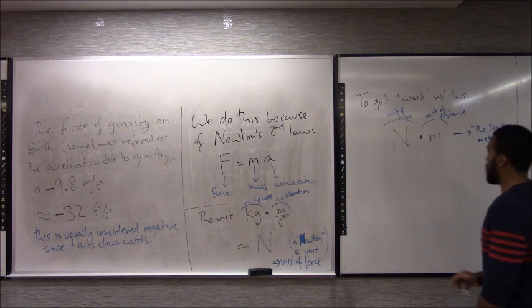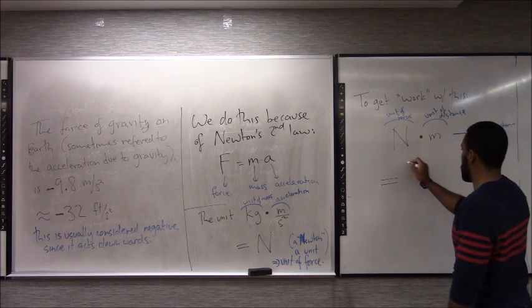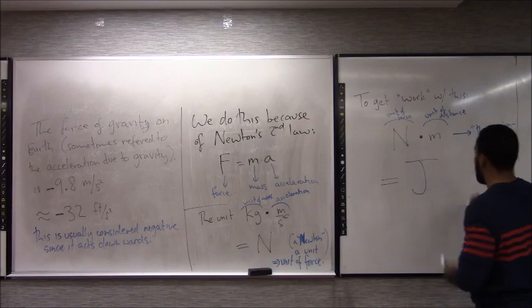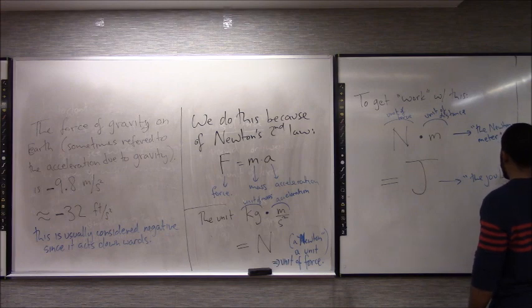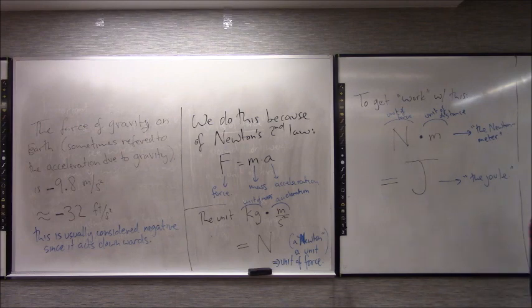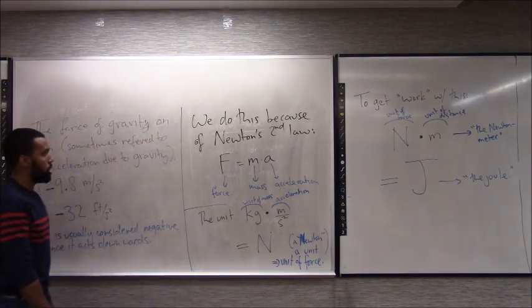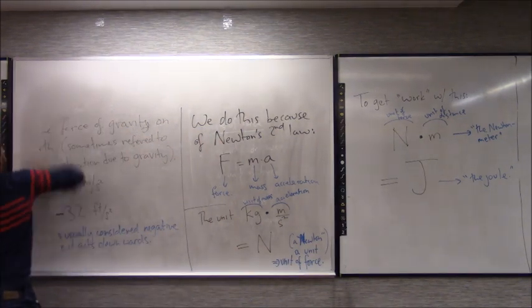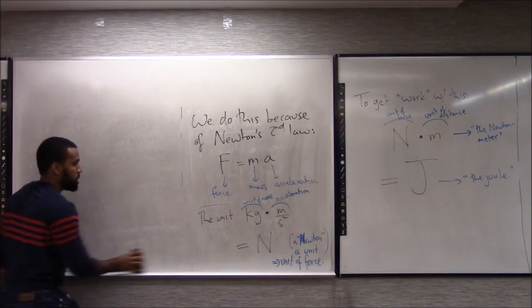And it might also be called, does anyone know another name for the Newton meter? It's called the joule. Big J. That's also named after a person, but I don't think they capitalize that. Now, those of you who have done a lot of work in chemistry or physics will notice that the joule is actually a unit of energy, which is not a coincidence.